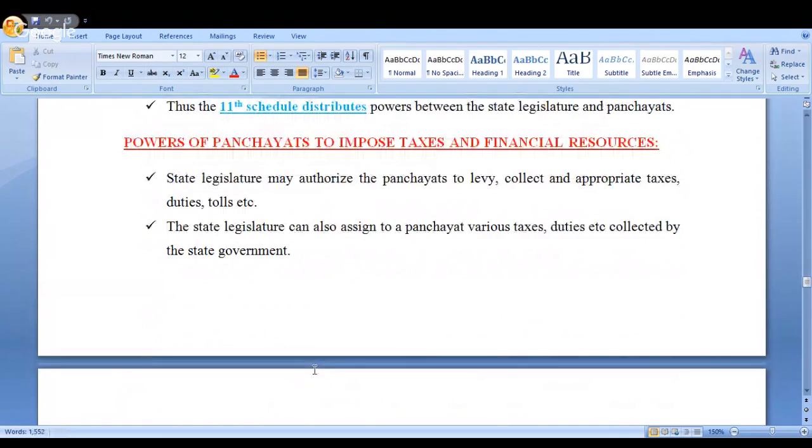Powers of the panchayat to impose taxes and financial resources. Obviously, you need to impose the taxes, collect the taxes, so that you will have your own financial resources. State legislatures may authorize the panchayats to levy, collect, and appropriate taxes, duties, tolls, etc. The state legislature can also assign to a panchayat various taxes, duties, etc. collected by the state government.